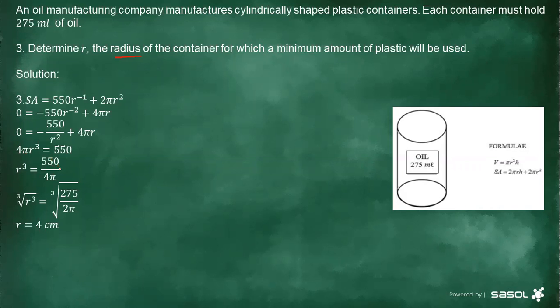Because we need r, we get rid of the exponent 3 by taking the cube root of both sides. You can see that in the second step from last. After that, you press your calculator, and I think it gives us 3.9. So we can round off the answer to 4 centimeters. This is the radius we are looking for.